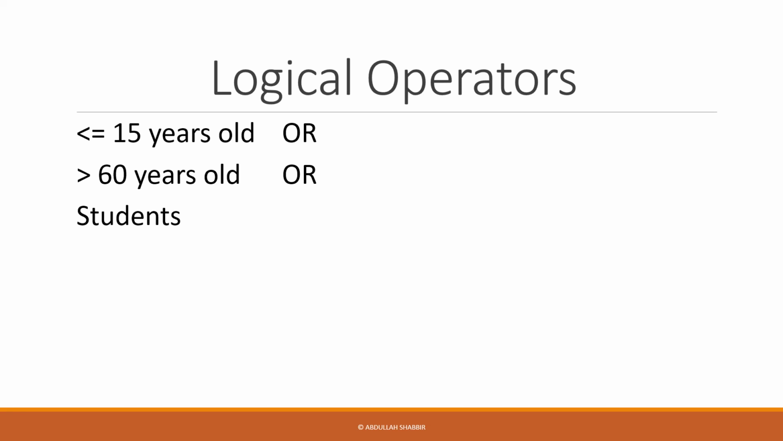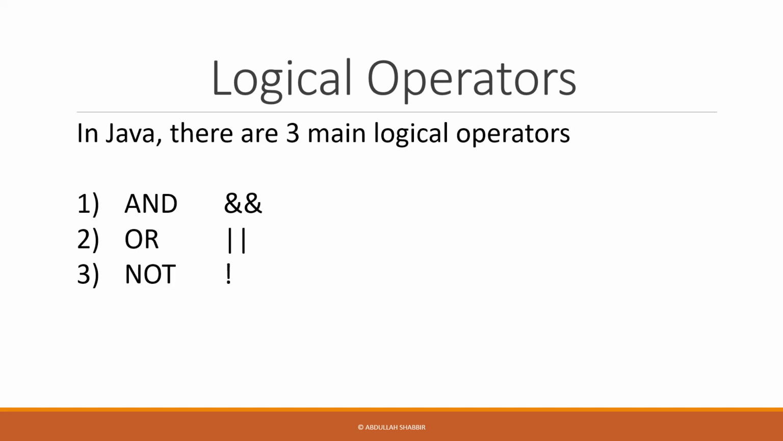We can form this larger test in Java by using logical operators. There are three main logical operators: AND, OR, and NOT. AND, which is these two ampersand symbols, OR, which is these two lines or pipes, and NOT, which is an exclamation point, which may look familiar from how we checked if some value was not equal to something else. Both AND and OR operators can combine two test conditions or Boolean expressions at a time into one larger expression.